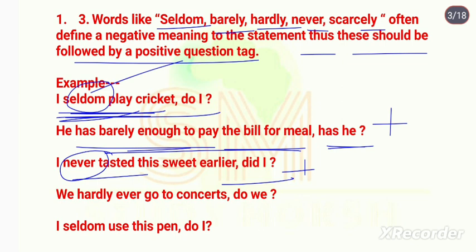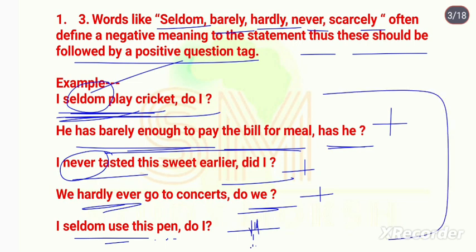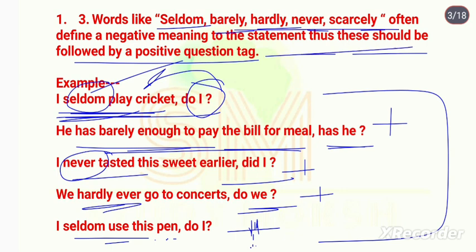We hardly ever go to concerts, do we? Hardly has made this statement negative. So do we, a positive question tag, must be there. I seldom use this pen, मैं बमुश्किल ही इस पेन को यूज़ करता हूँ, मुश्किल ही यानी कि negative sense. So do I is the positive question tag for this word seldom. So you can see here, don't be confused. If it is positive, there must be a negative. Negative is not only words like not, no. So we have to see the sentence carefully.